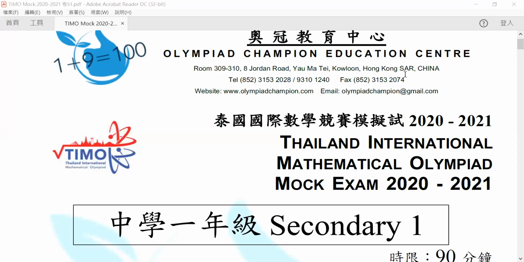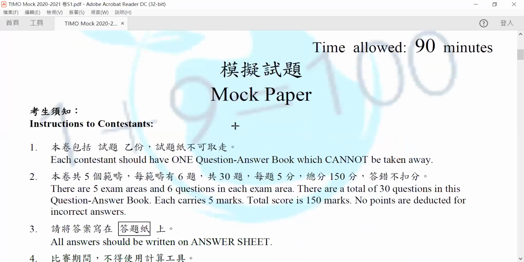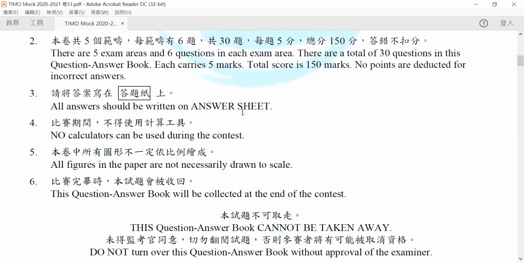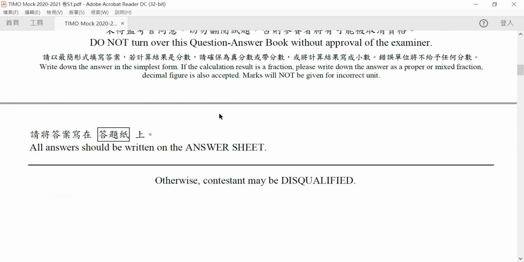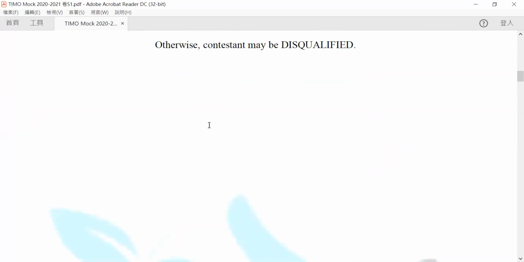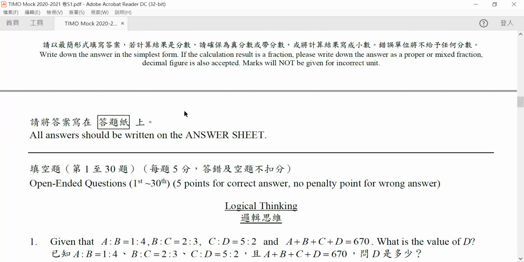This is the Thailand International Mathematical Olympic Mock Examination 2020 to 2021 for Secondary 1 students. This paper will have 5 topics, each topic with 6 questions. So we will be going through all 30 questions now. Okay, let's start with the first topic, which is logical thinking.